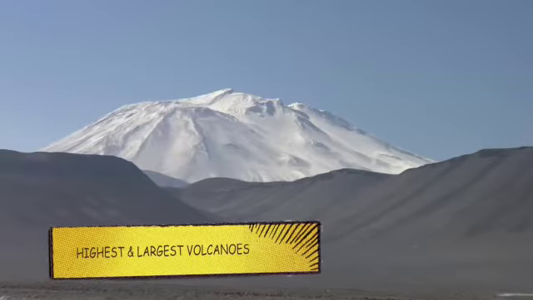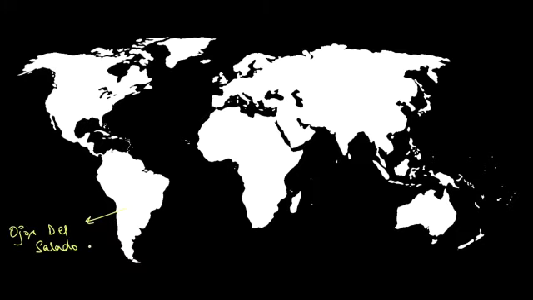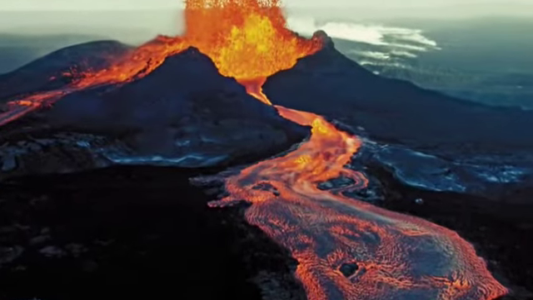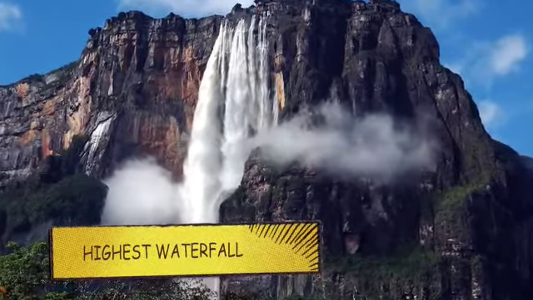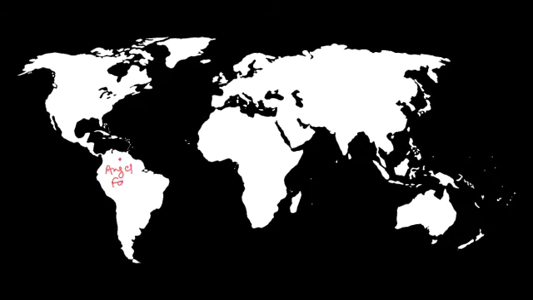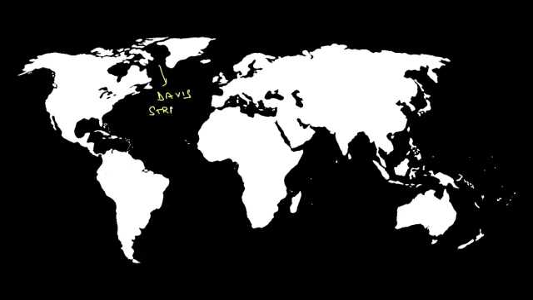Now, the highest volcano is Ojos del Salado. This is in the Andes and is shared by Argentina and Chile. It is at a height of 6,885 meters. The largest volcano, on the other hand, is Mauna Loa in Hawaii, USA. The highest falls are the Angel Falls in Venezuela. The broadest strait is the Davis Strait between the Baffin Island in Canada and Greenland of Denmark.